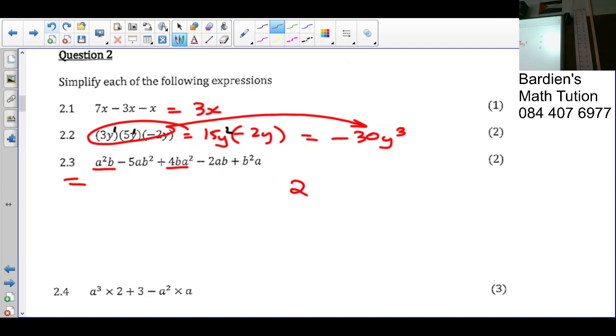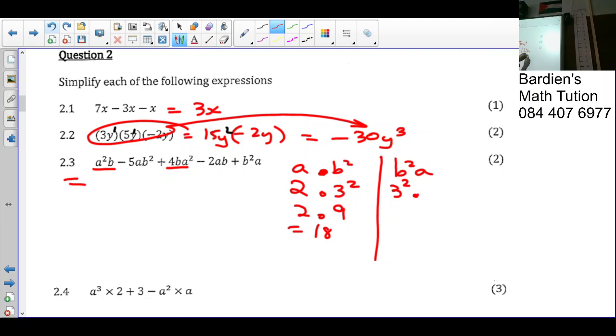If A is 2 and B is 3, so it's going to be a squared b: 2 times, what's 3 squared? 9. And 2 times 9? 18. If I swap it around, I got B squared A. So if B was 3, it's going to be 3 squared times 2. What is 3 squared? 9, and 9 times 2 is? 18. So AB squared is the same as B squared A.